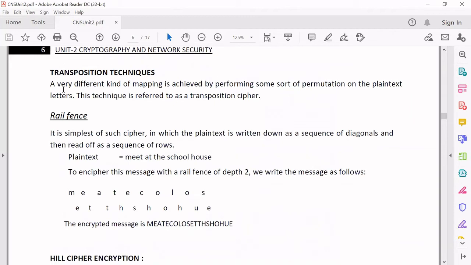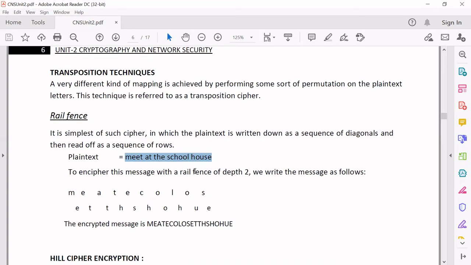Transposition technique. Here this is a different kind of mapping done depending on some sort of permutation on the plain text letters. The first technique used here is the rail fence technique. It is the simplest of this type of transposition cipher. Here the main concept is the plain text needs to be converted to the corresponding ciphertext. But here you don't use the concept of key. How is it done? Let us see. Here you have the plain text, "meet at the schoolhouse." This you need to convert to a ciphertext.